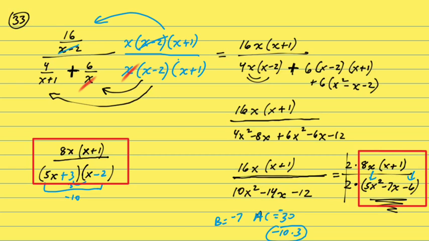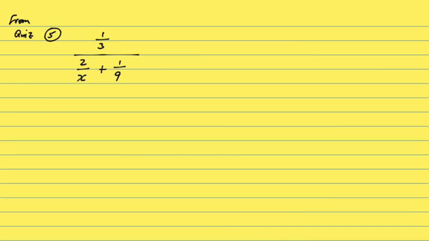Now, the one I gave you on your quiz, I think, was significantly easier than the one from the homework. Here, your common denominator is, you have 3, 9, and x. You want the highest power of everything you see. So my common denominator is going to be 9x.